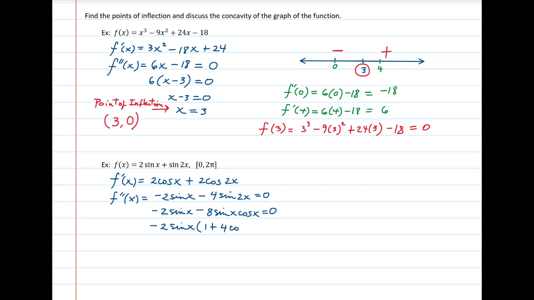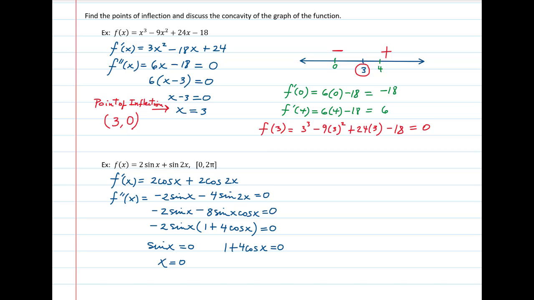After doing that, I see that I have a negative 2 sine x in common. I factored it out, and I get that times 1 plus 4 cosine of x, all of that equal to 0. We can now set each factor equal to 0, and we get that sine of x is equal to 0, and 1 plus 4 cosine of x is equal to 0.